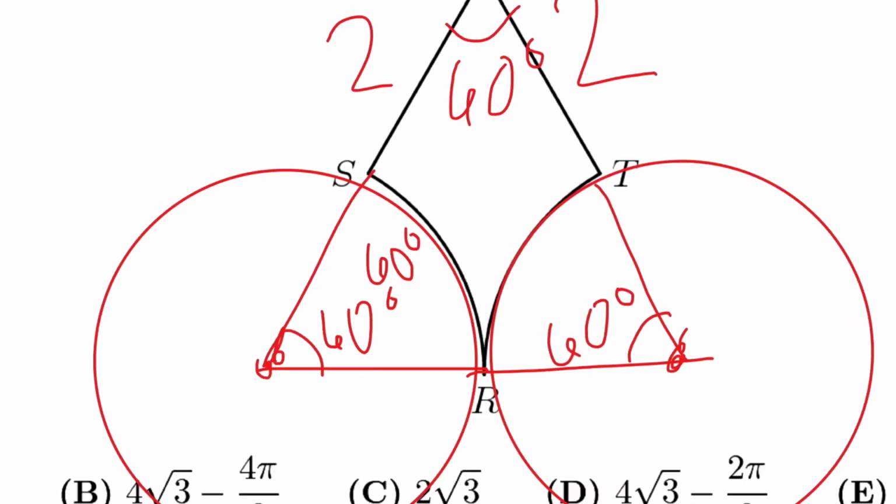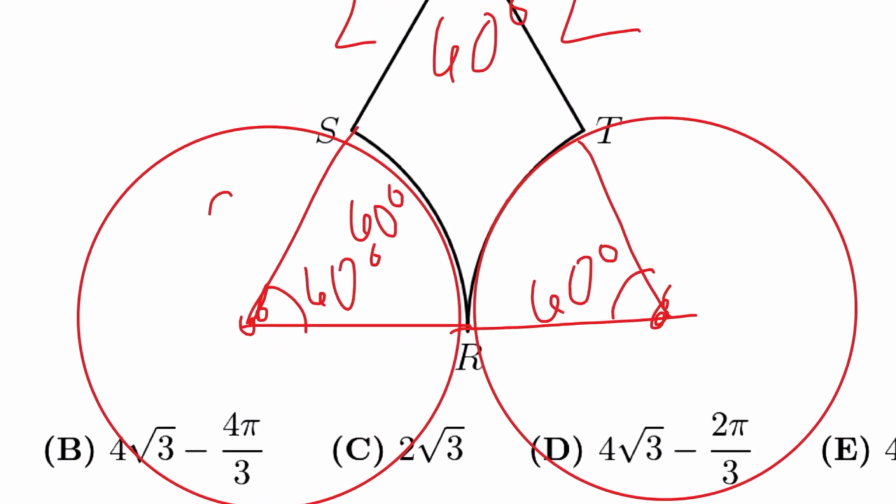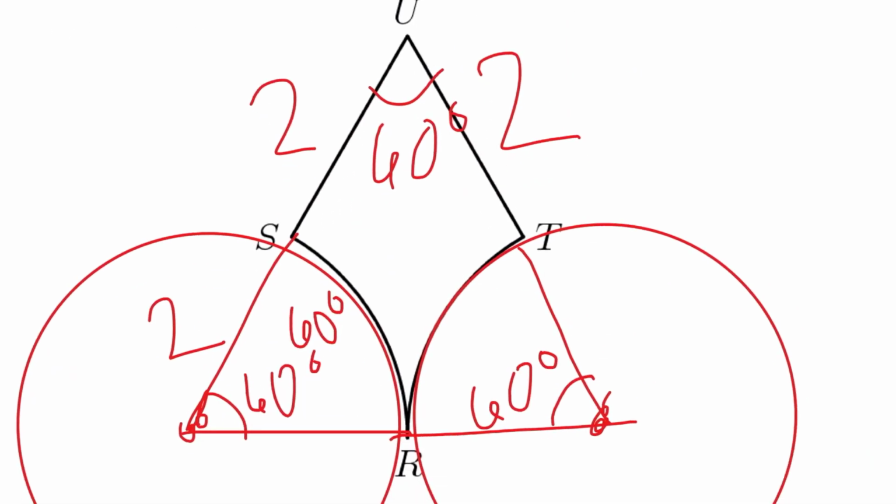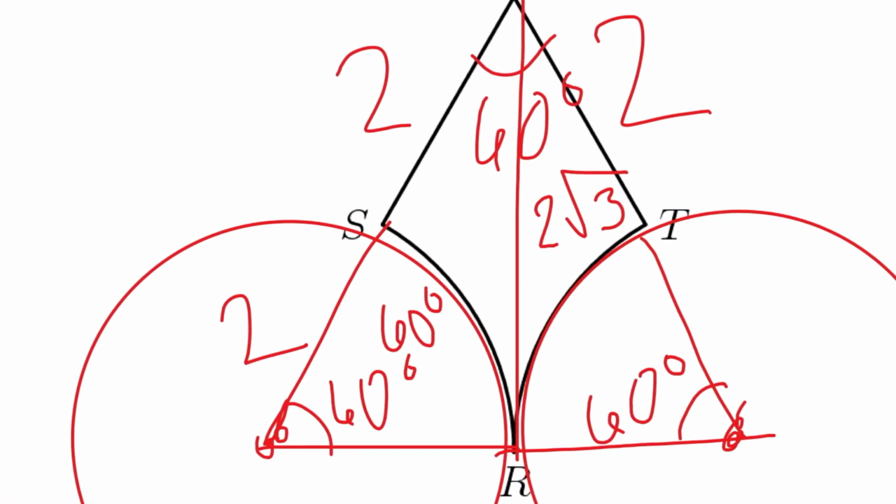So we have an equilateral triangle with side length of 4 because this radius is 2 and this side length is 2. So now we have this equilateral triangle. Let's find the area of it. To do that, I'm drawing a height, and this height has length 2 root 3. Because this triangle right here is a 30, 60, 90 triangle.